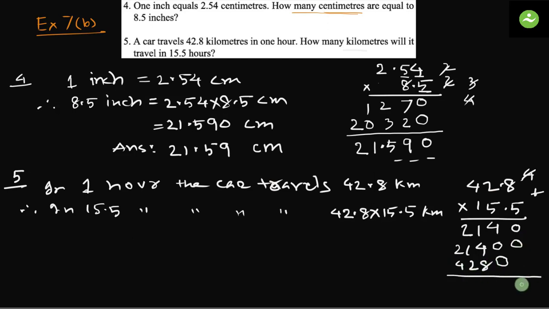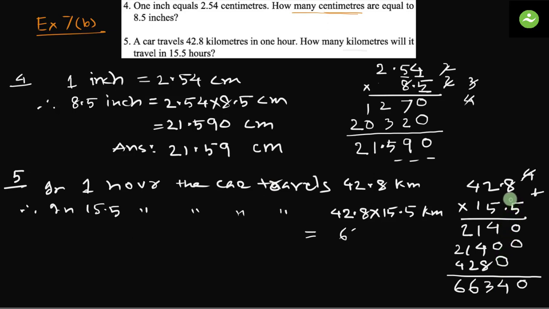Now do the addition. 0, 4, 8 and 4, 12 and 1, 13, 2 and 1, 3, 4, 5, 6, 4 and 2, 6, 66340 equals 6, 6. Remember, we have to put the decimal point.